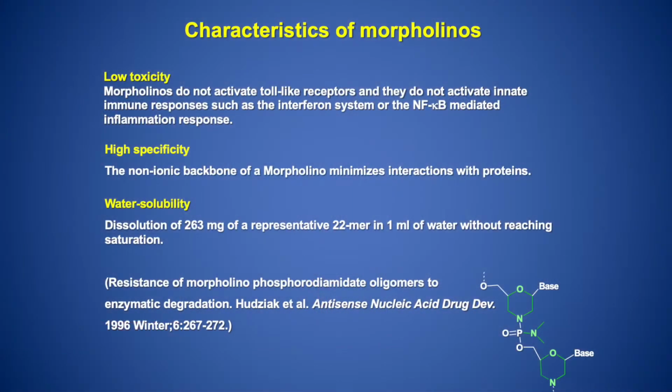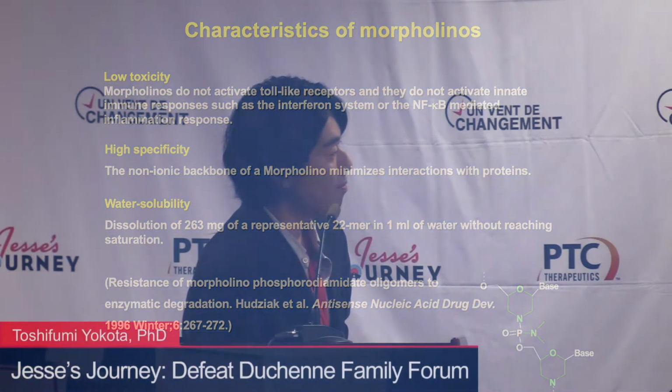Okay, so morpholinos have several good features. One is low toxicity. This is very important. Morpholinos don't activate toll-like receptors, so they don't lead to an immune response compared to other chemistries. So morpholinos are very, very safe. That's why they were approved much faster than other antisense oligos. And morpholinos also have high specificity and good water solubility, so it's a very good chemistry.